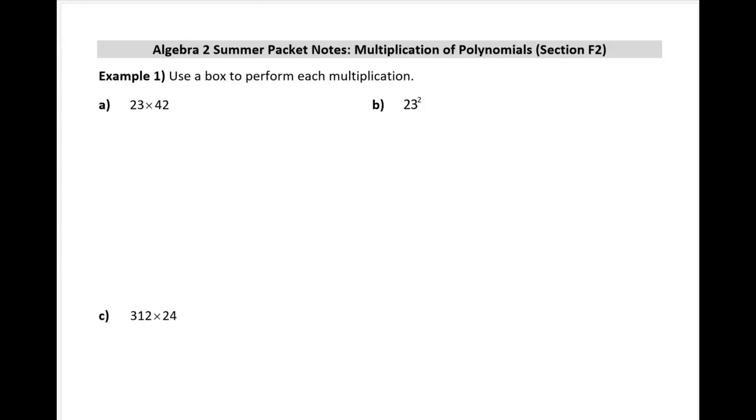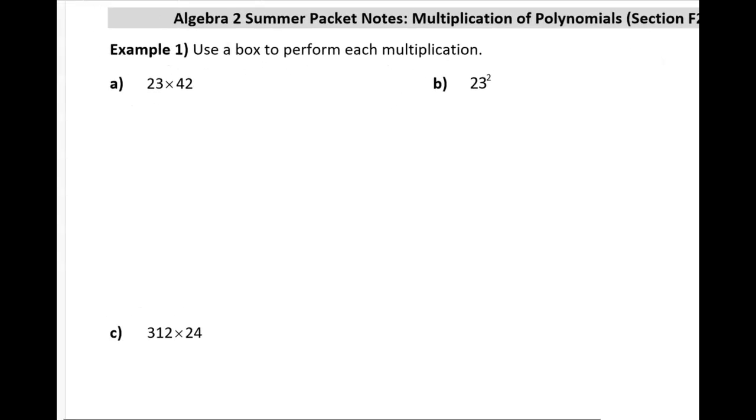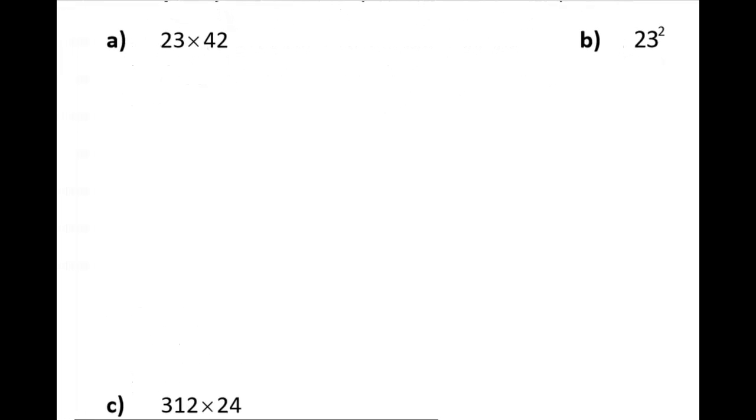In order to talk about multiplication, we're going to use the idea of area of a rectangle. Since area of a rectangle is length times width, you have to multiply in order to find the area. We can use a box method to multiply numbers together, and we're going to use this as a basis for multiplying polynomials. So I want to show you how it works with numbers first.